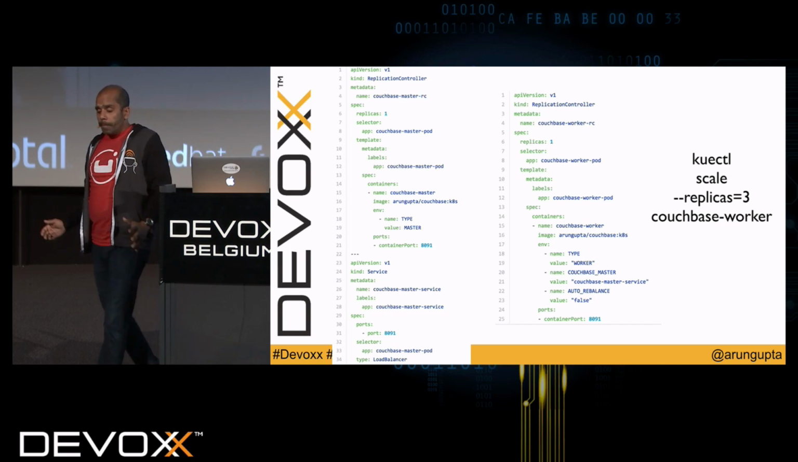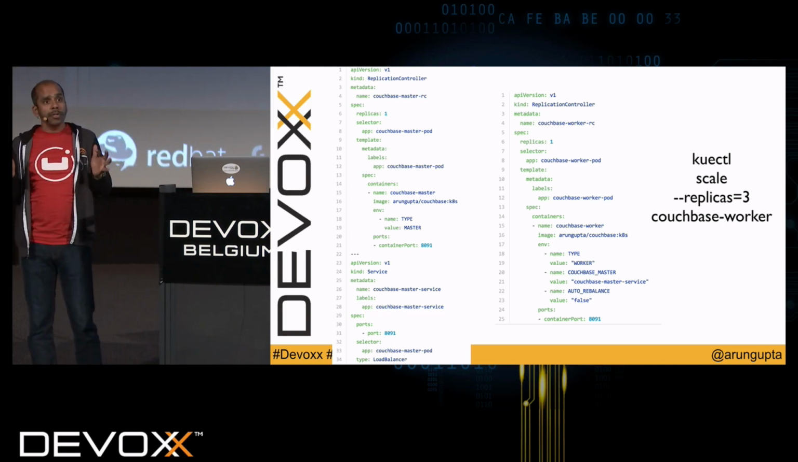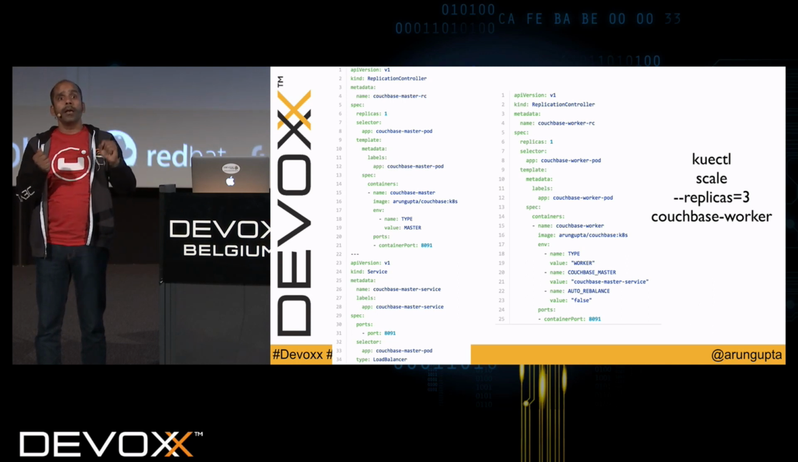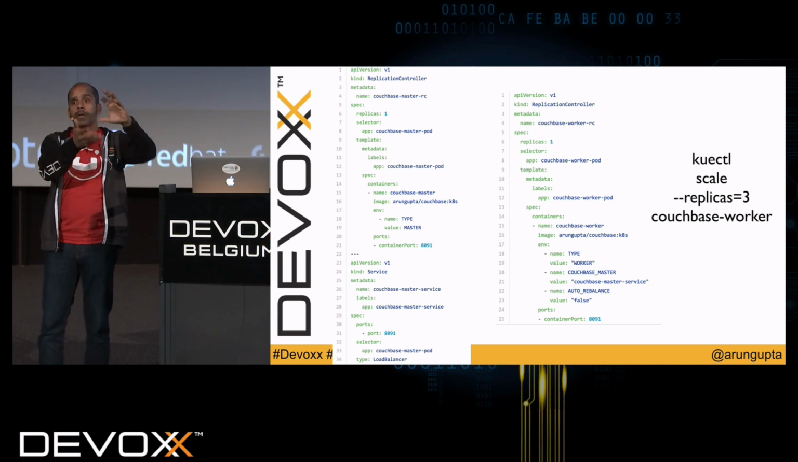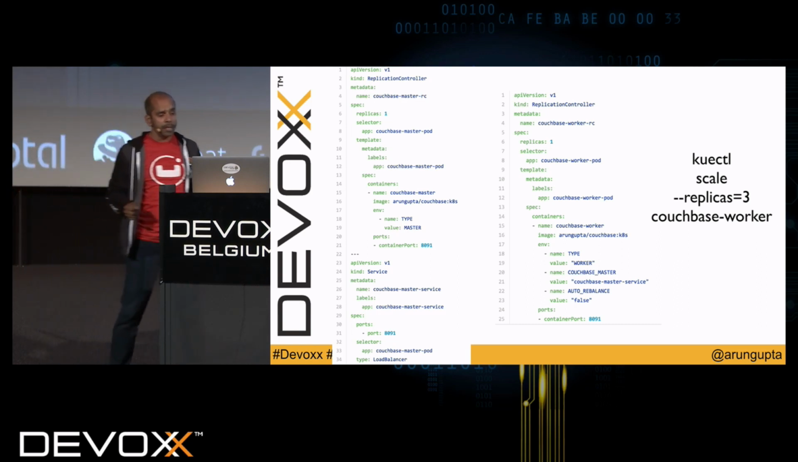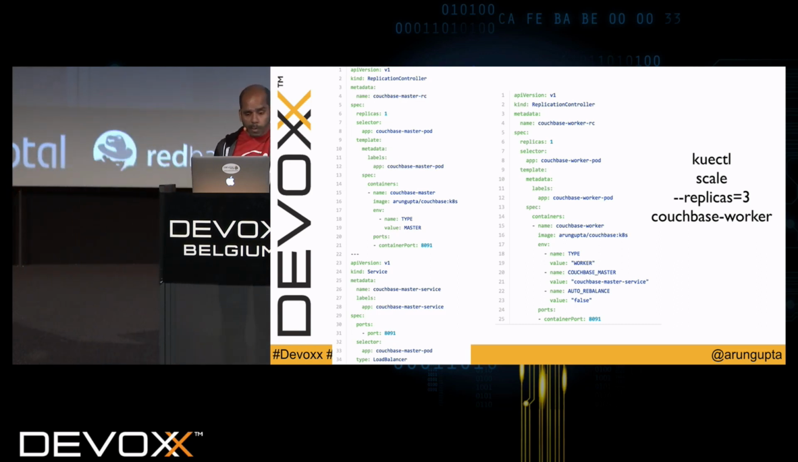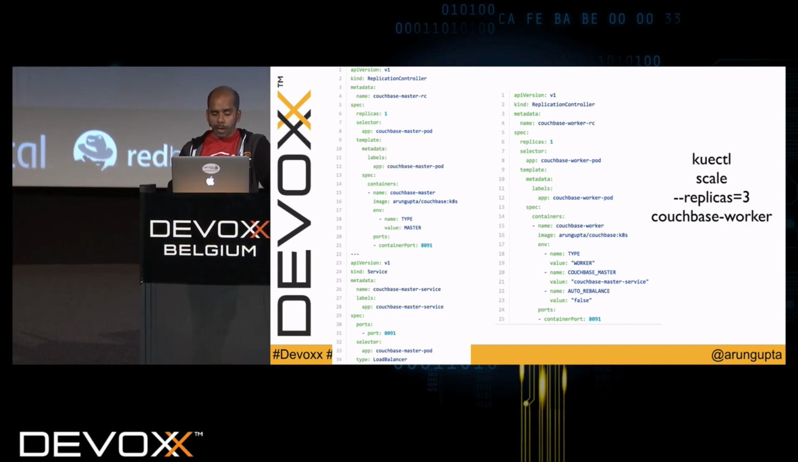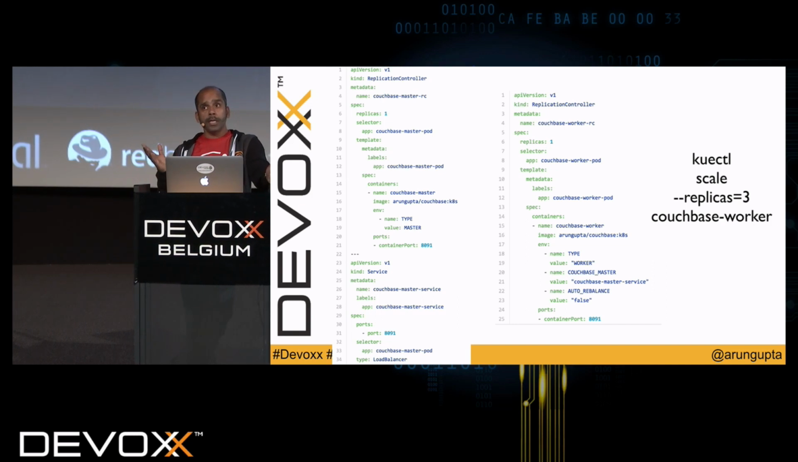Now, the way we create applications in Kubernetes, we pretty much give it a resource configuration file. Create my replication controller, here is a configuration file. Create my service, here is a configuration file. So here are my configuration files. On the left is my master configuration file. In the middle is my worker configuration file. And on the right is a similar command that I did for firing up my Couchbase cluster, or rather scaling up my Couchbase cluster.